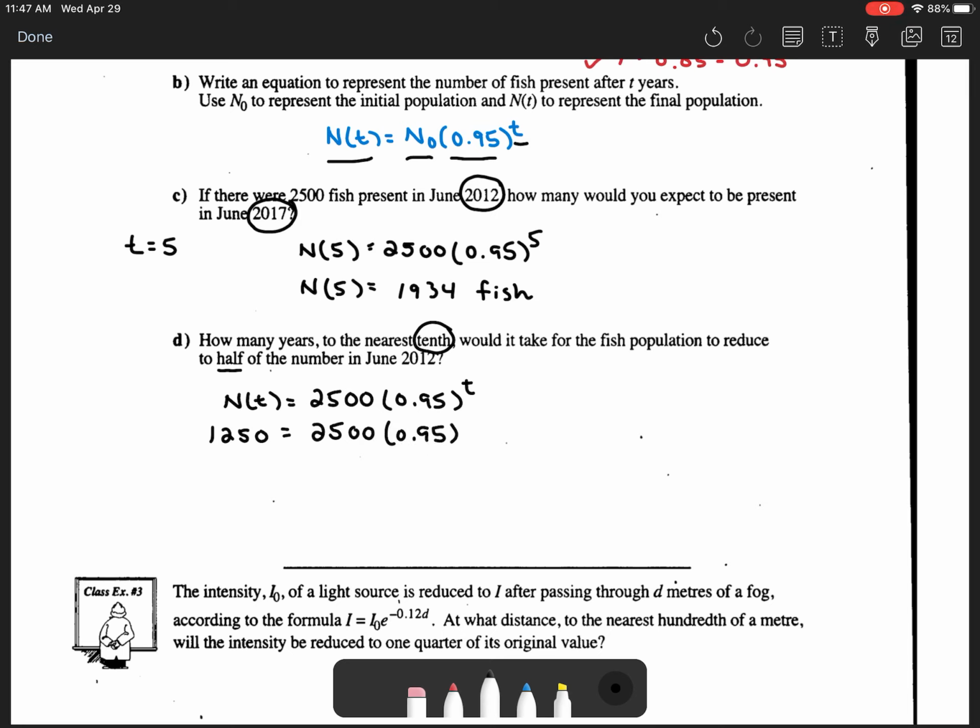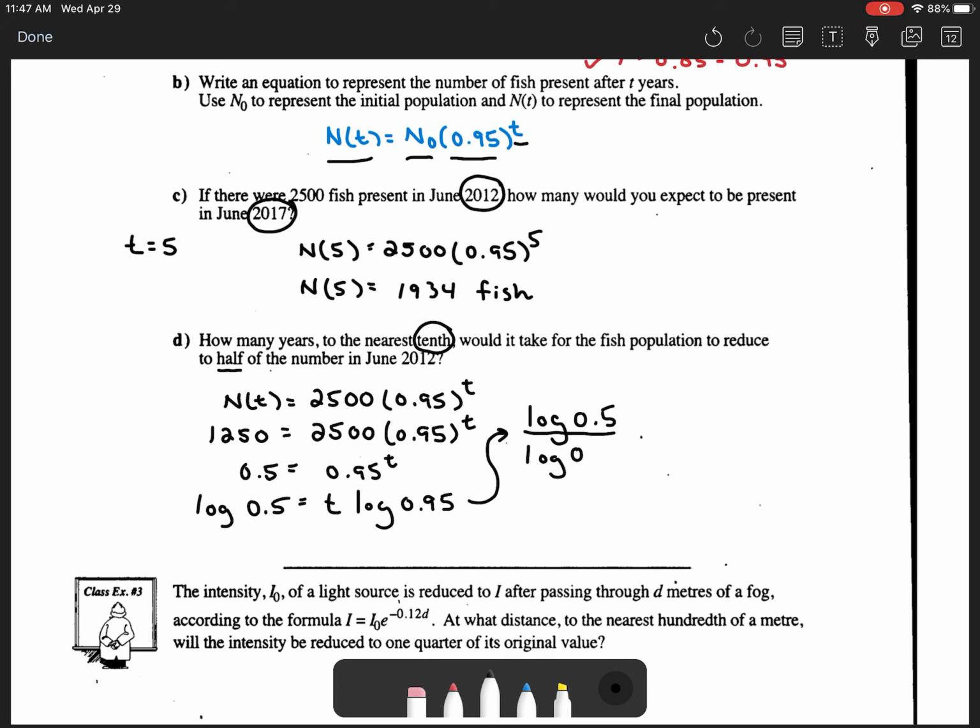Okay, and I'm still focused on solving for t. So again, divide both sides of the equation by the a value, which in this case is 2,500, and you'll end up with 1/2, which is 0.5. So now this is the equation I'm left to solve, and we follow similar steps. I'm not going to be able to create powers with a common base, so I take the common log of both sides, like so, bring that exponent down in front of the log of 0.95, and then divide both sides of the equation by the logarithm of 0.95. And there's an expression for the value of t.